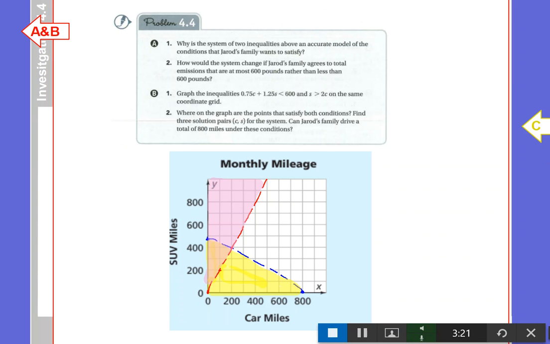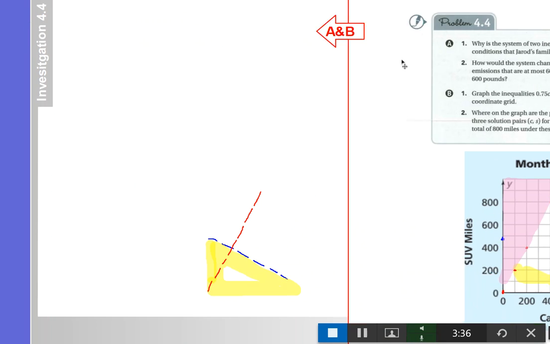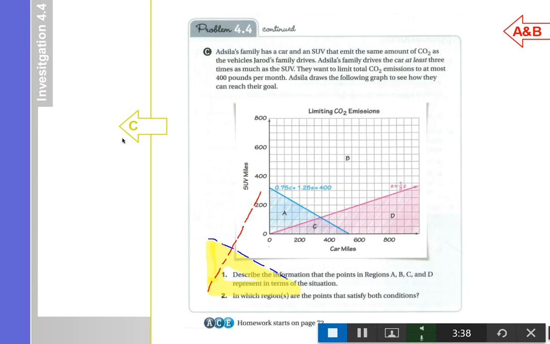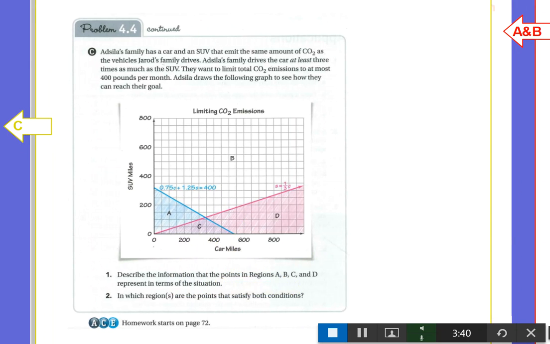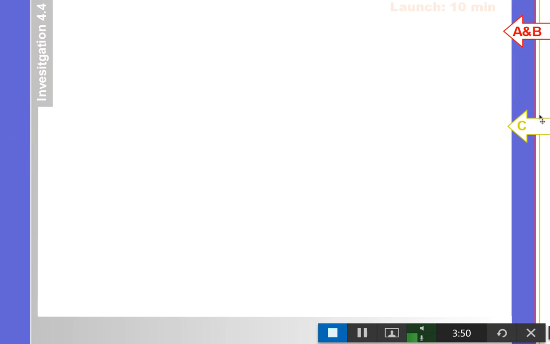All right, and so where would all the points lie that would solve the system? Well, where the shading overlaps in this section right over here. This would satisfy both parts of my inequality. So when I take a look at question C, clearly, with the new expression, the region that satisfies both conditions is region C. And that's it. Pretty short.